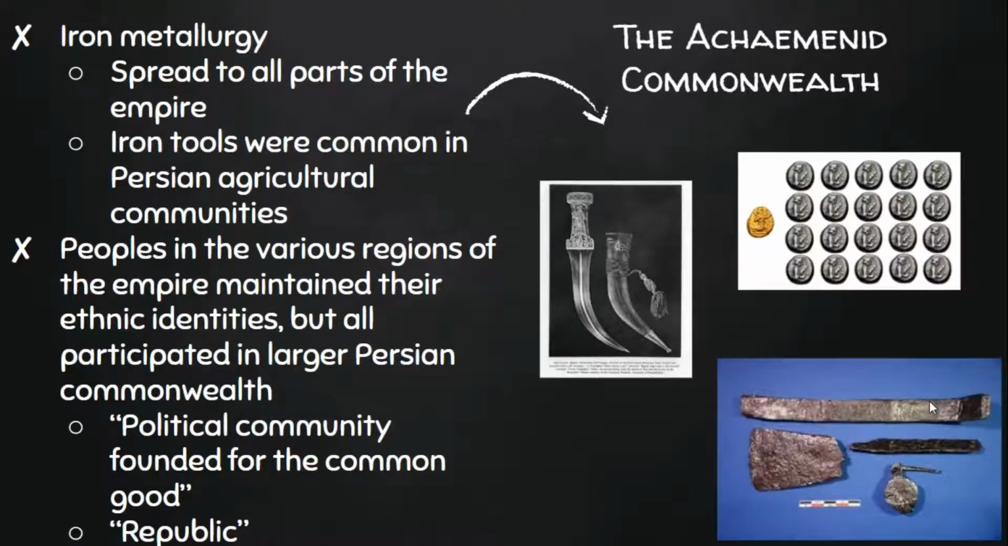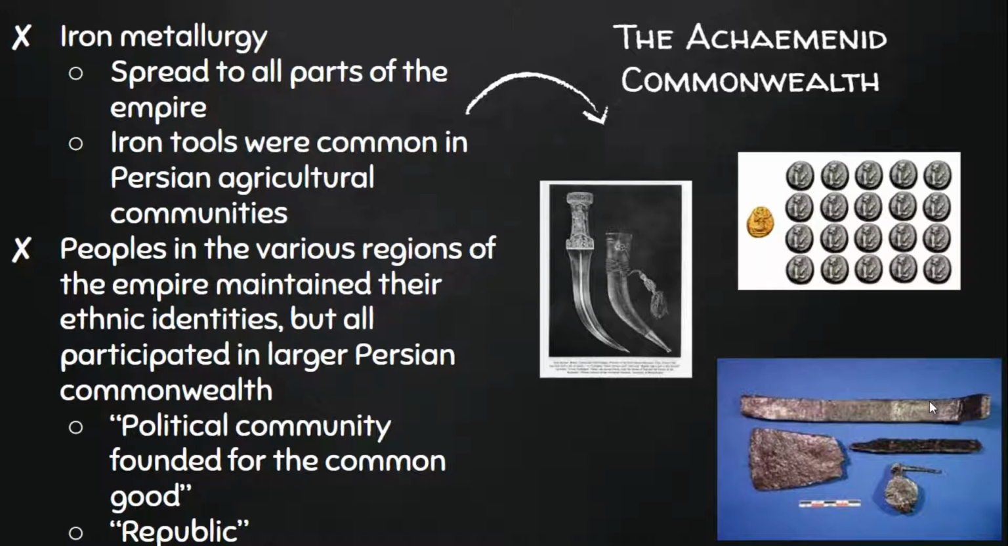Another aspect to look at is iron metallurgy, right? This spread to all parts of the empire, and the iron tools were so common that they were starting to be used in agricultural communities, which once again helped create food, which helped the population boom. Peoples in the various regions of the empire maintained their ethnic identities, but all participated in the larger Persian commonwealth.